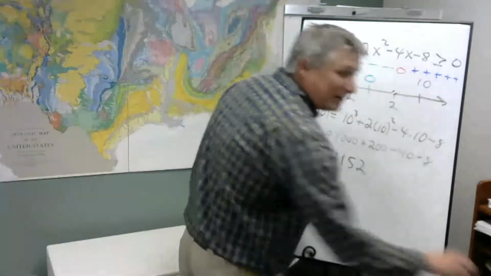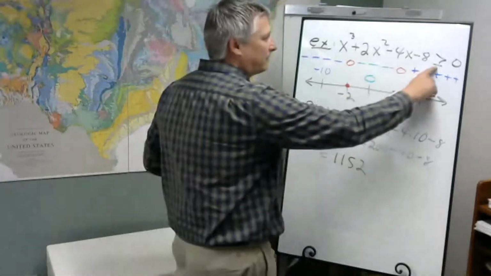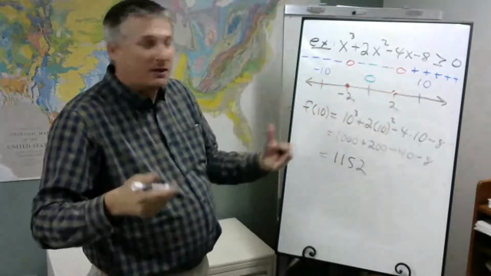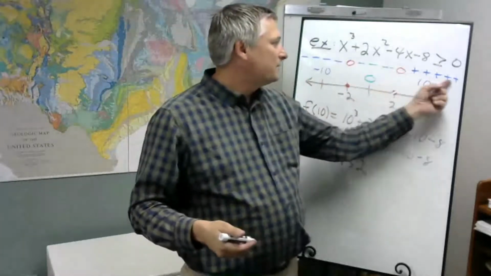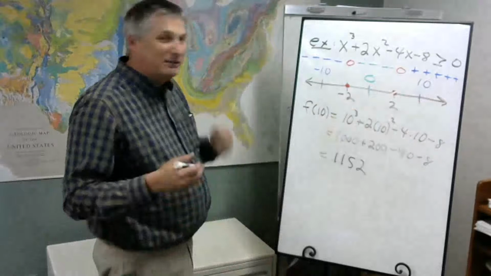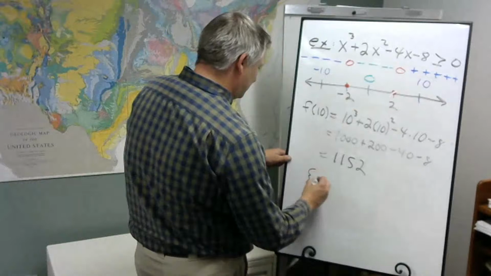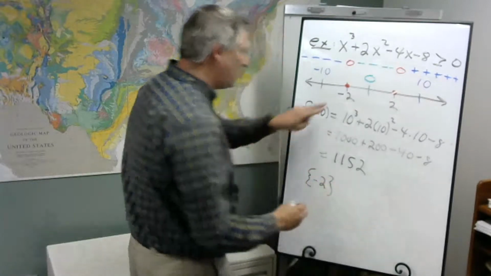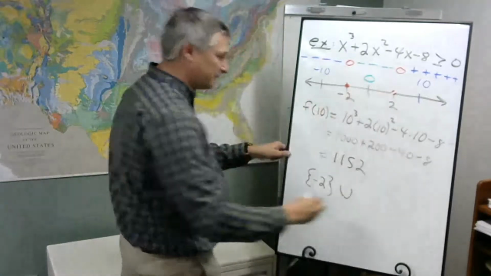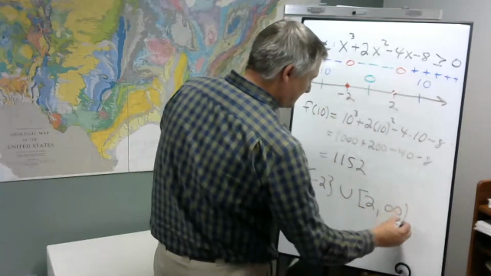So now we need to answer our question. Where is this thing positive or equal to 0? And we will allow for equality to 0, so that means we will include any x-intercept that's going to work with this. So where do we find this greater than 0? Well, it's from 2 and above. And where is it equal to 0? Well, we have to be a little careful here. It is equal to 0 at -2. We don't want to forget that. And then we union that with this interval. This is 2 to positive infinity.